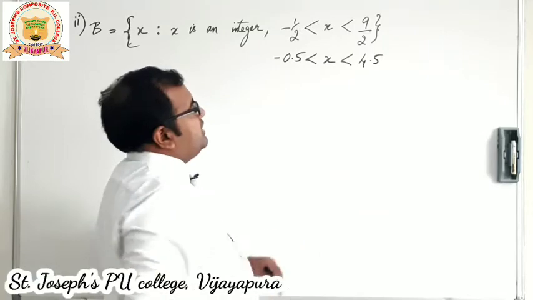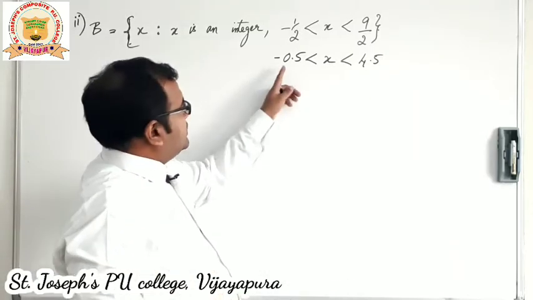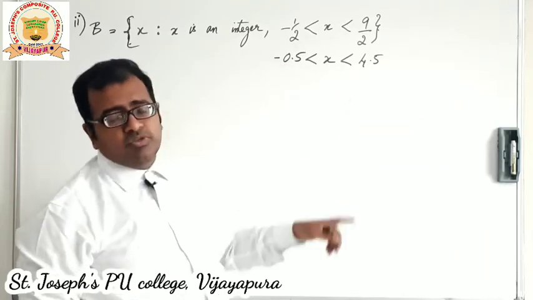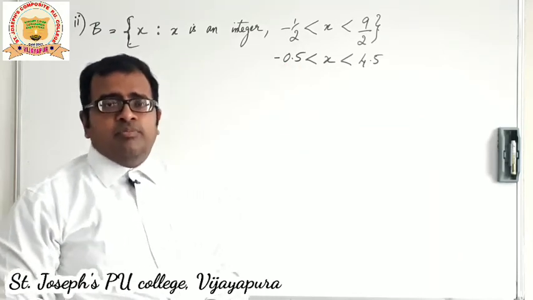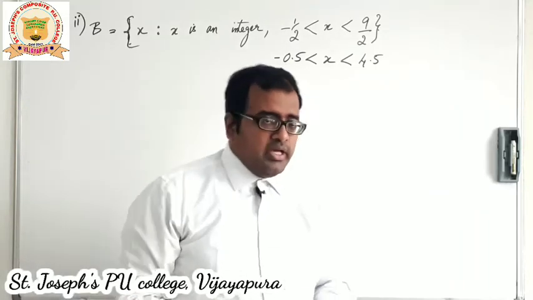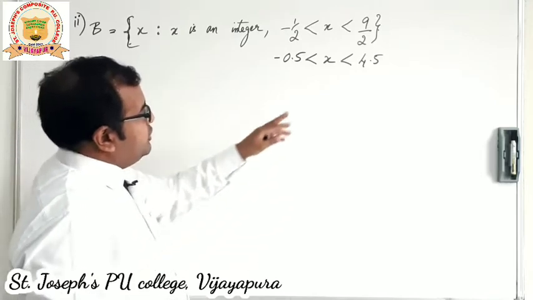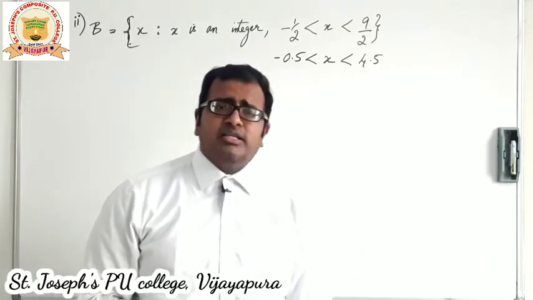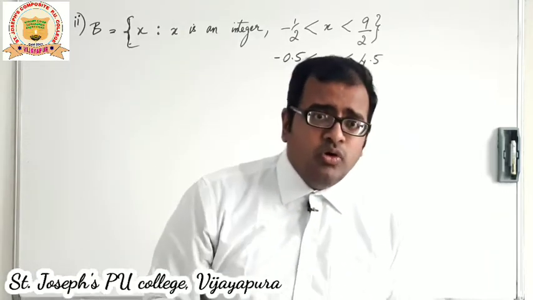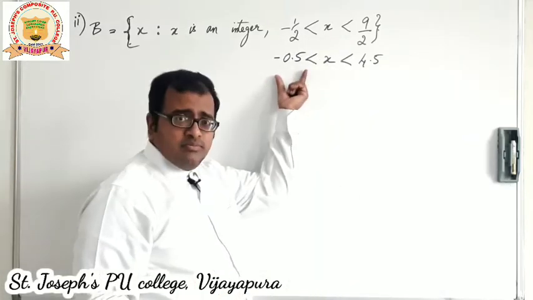Now it's easy to identify the integers. Which are the integer values? These are not integer values. Which integer value comes after minus 0.5? It's not minus 1. Minus 1 is still lesser. So 0. Okay, that is 0. We start from 0 and till where should we continue? Less than 4.5. Greater than minus 0.5 is 0. So what about minus 1? It is smaller. It is smaller than 0.5.